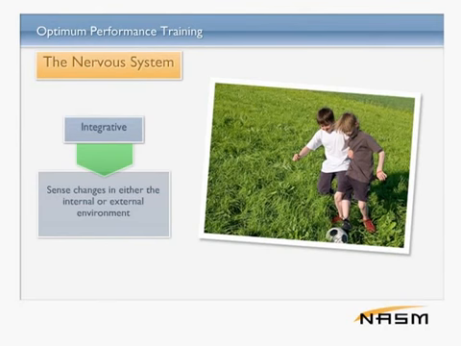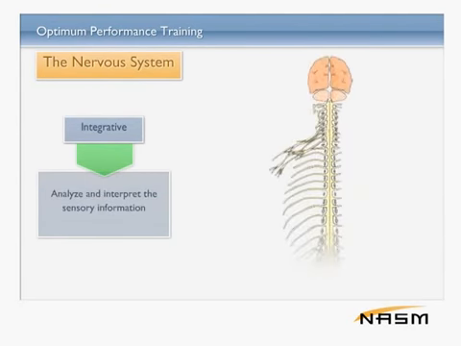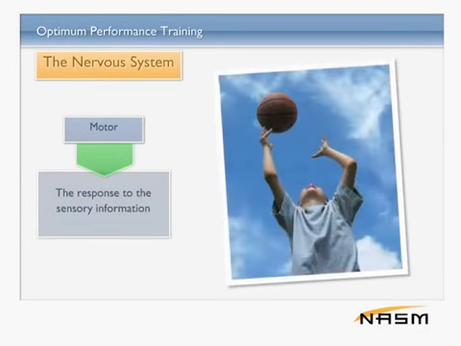Integrative function is the ability of the nervous system to analyze and interpret the sensory information to allow for proper decision-making, producing the appropriate response. Motor function is the neuromuscular response to the sensory information, such as causing the muscle to initially contract when stretched or changing our walking pattern when in the sand, as opposed to the sidewalk.